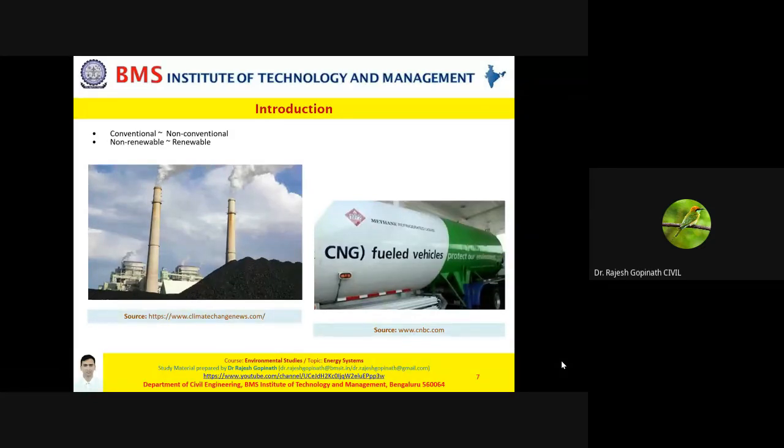Very few people rely on solar energy. It is not used in day-to-day life. That makes it a non-conventional system. So what you need to understand is that those energy resources, those energy systems which are used day to day, which we depend heavily upon, are conventional. And those that we do not depend heavily upon, we don't rely on them, are non-conventional.